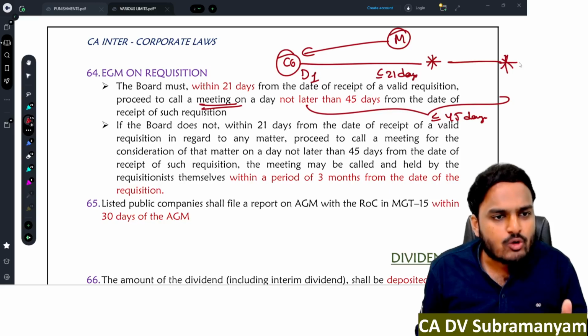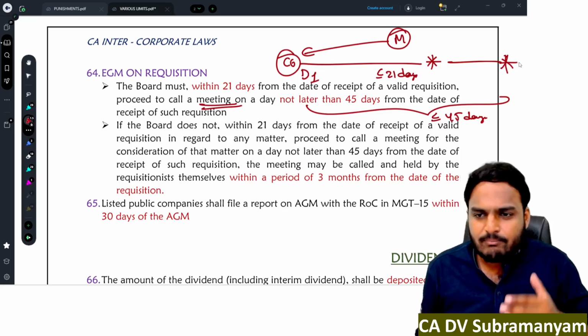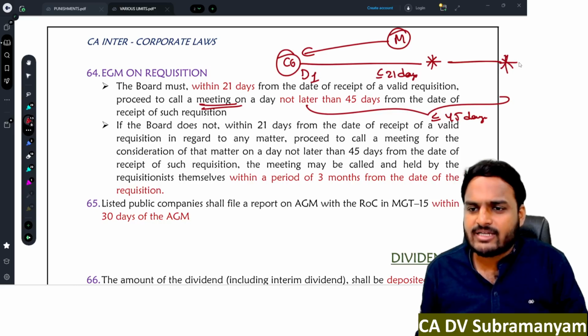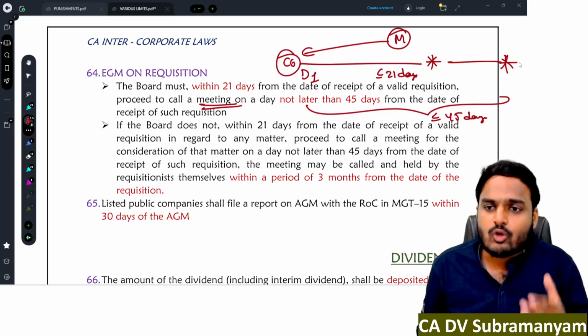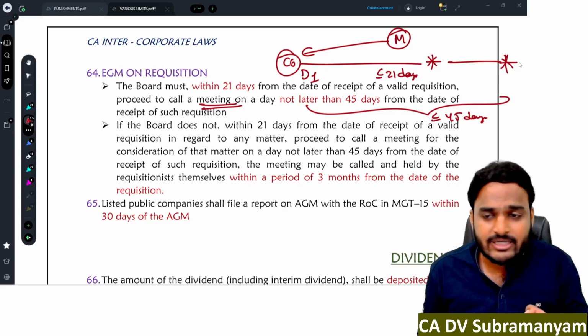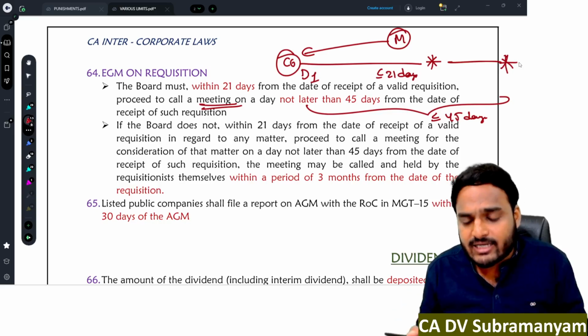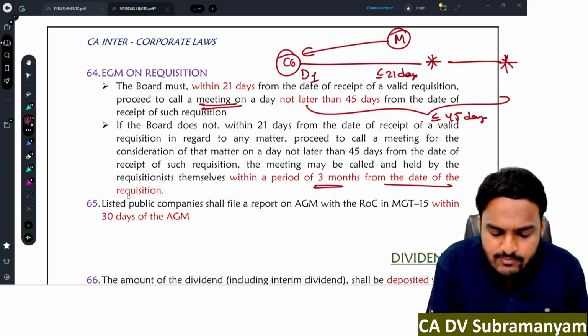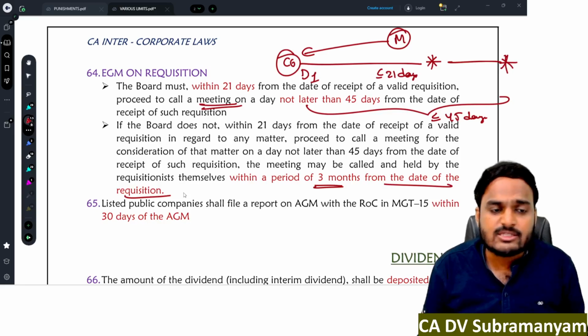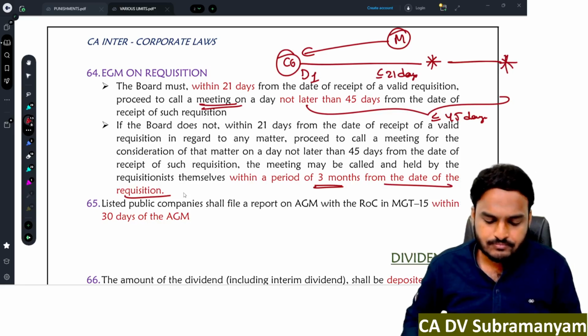Suppose company fails to call for meeting within 21 days, company fails to conduct meeting within 45 days. In that case, power to call for meeting, power to conduct meeting shall be transferred to requisitionist. Requisitionist can conduct meeting within a period of 3 months from date of requisition.